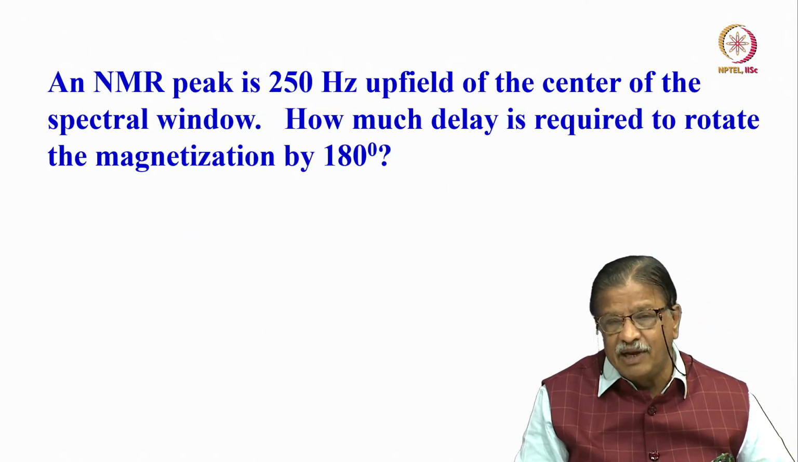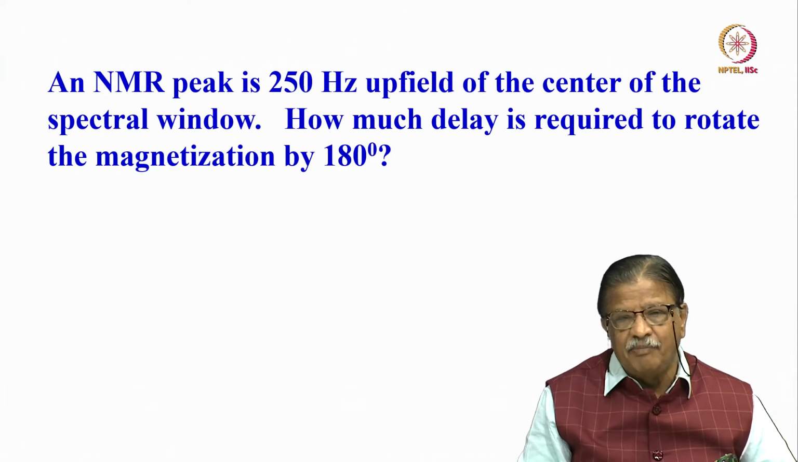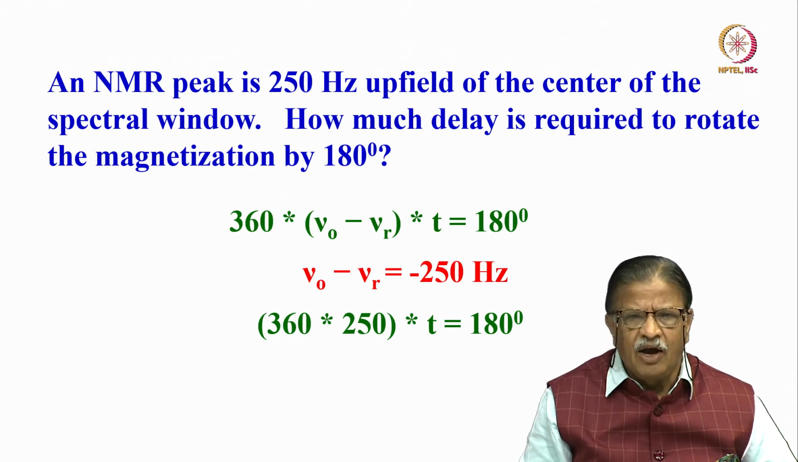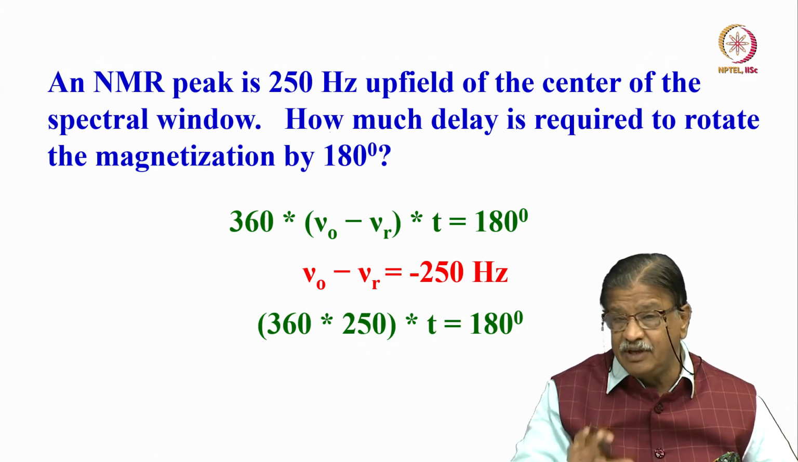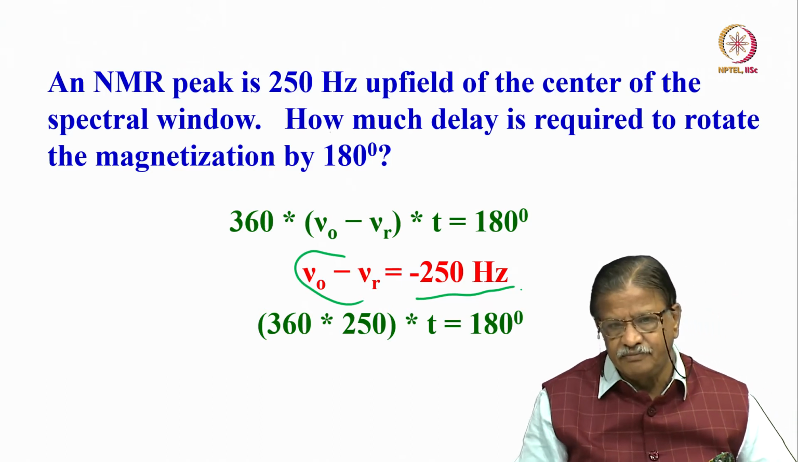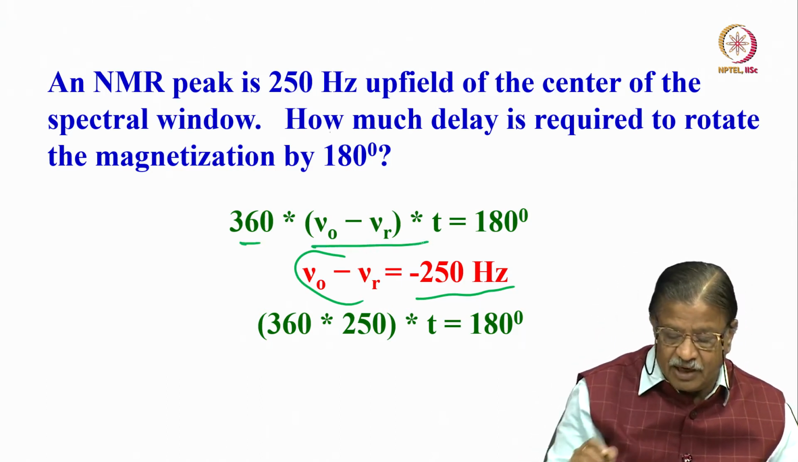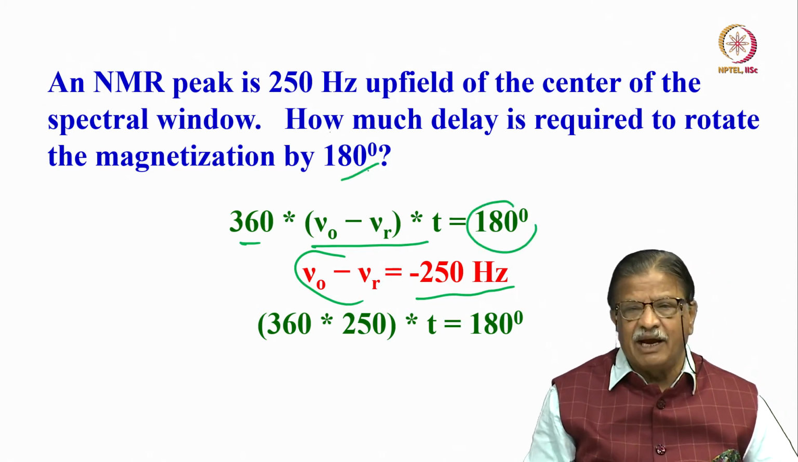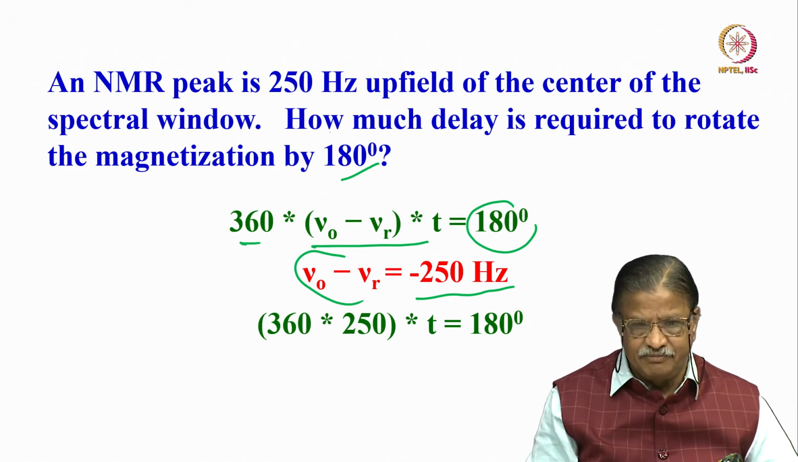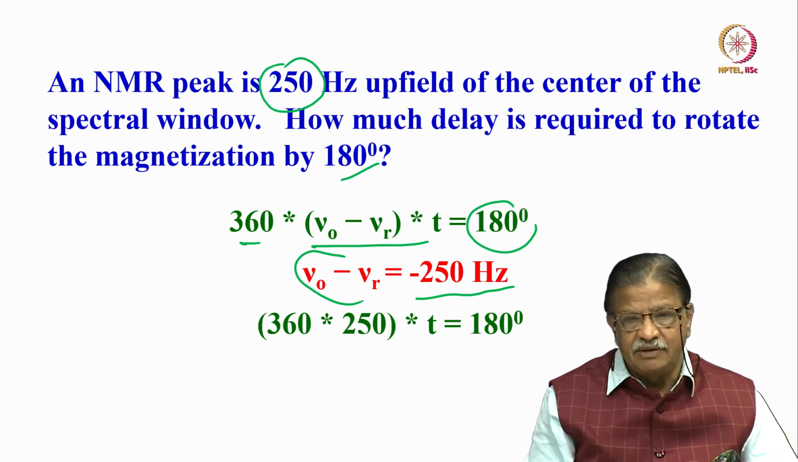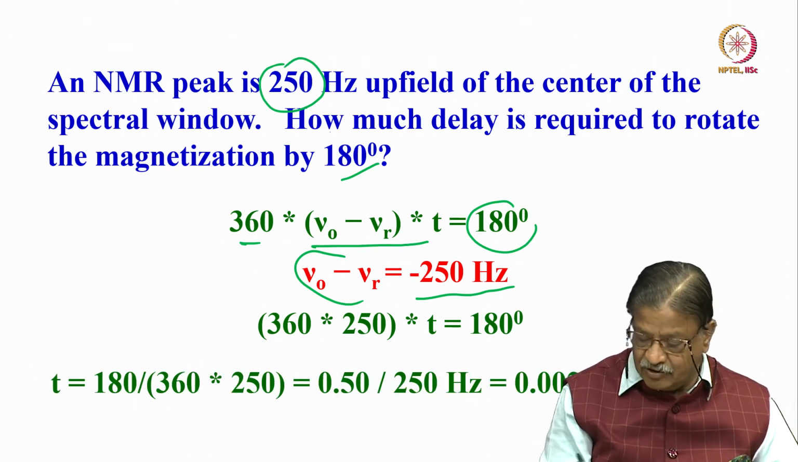Let us consider another simple example. I have an NMR peak at 250 hertz upfield of the center of the spectral window. How much delay is required to rotate the magnetization by 180 degrees? Now upfield means I have to take the difference. Nu naught minus nu r is negative 250 hertz. Now multiply 360 into nu naught minus nu r into t. Now this has to be 180 degrees. This is my condition. I want to see that the magnetization rotates by 180 degrees. Plug it into this equation. Nu naught minus nu r is 250, which is given, and calculate t. T turns out to be 2 milliseconds.